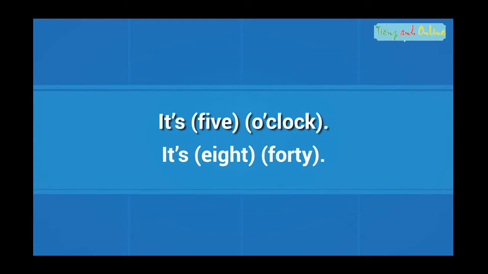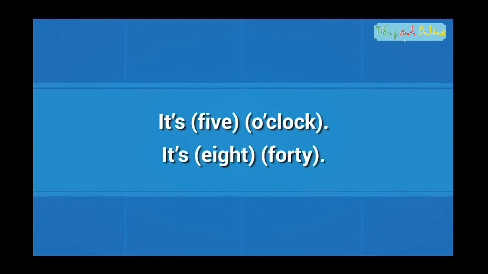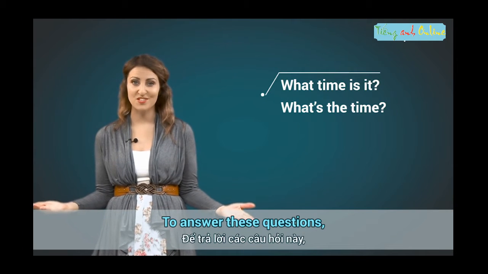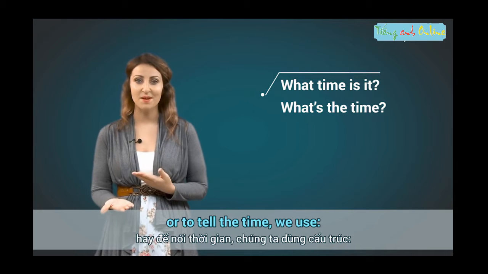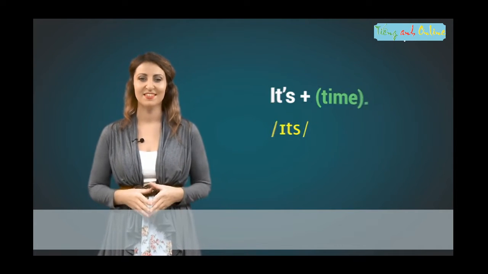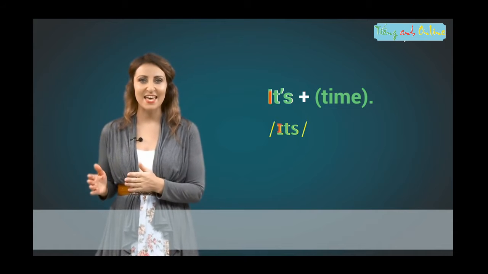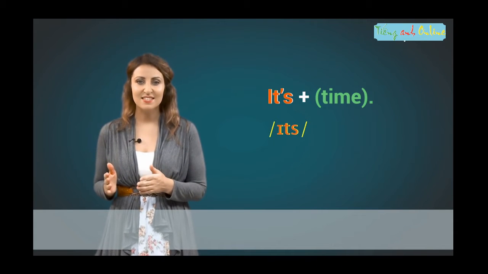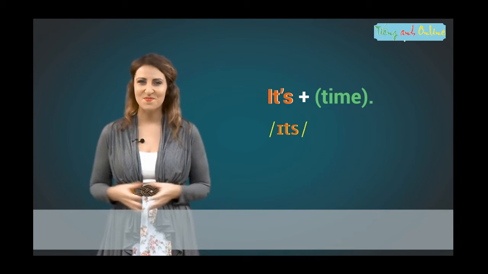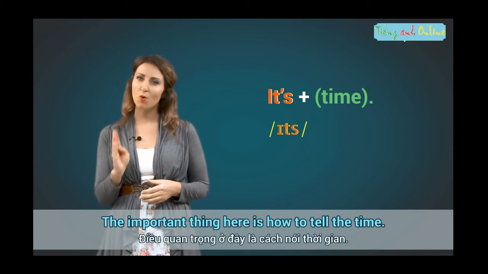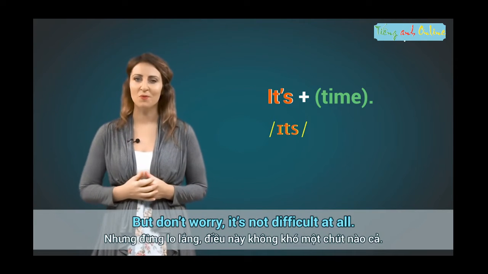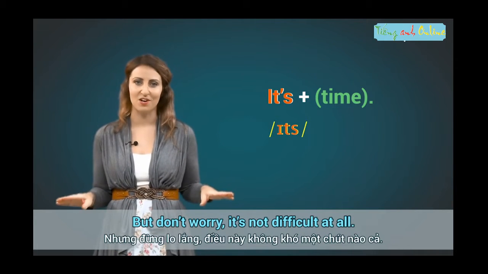It's 5 o'clock. It's 8:40. To answer these questions or to tell the time, we use it's plus the time. It's. The important thing here is how to tell the time. But don't worry, it's not difficult at all.